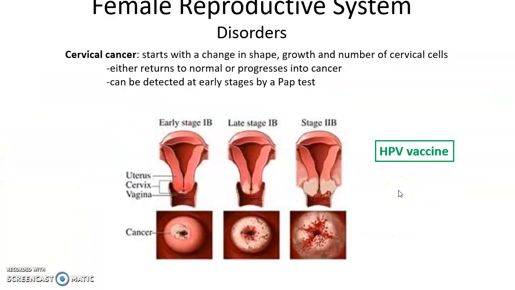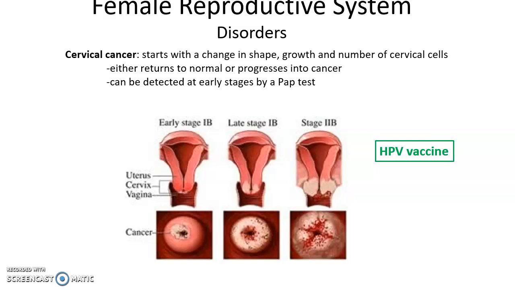Cervical cancer. Cervical cancer is cancer of the cervix. It can be detected because initially the cervix will start to change shape or get a little larger. The cells will become abnormal in appearance. Sometimes these abnormal cells return to normal. Sometimes they will become cancerous. So to detect cervical cancer early on, a woman will get a pap test where they take a tissue sample from the cervix and look at it under a microscope to see if the cells are abnormal in size and shape.